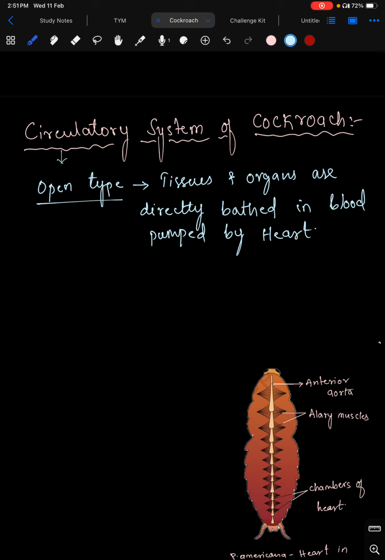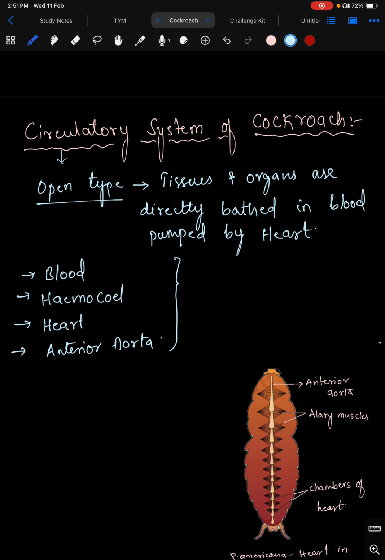Okay, so the circulatory system of the cockroach consists of, first and most important, the blood. Next is the hemocoel. Next, the heart, and next the anterior aorta. So these are the components of the circulatory system of the cockroach.